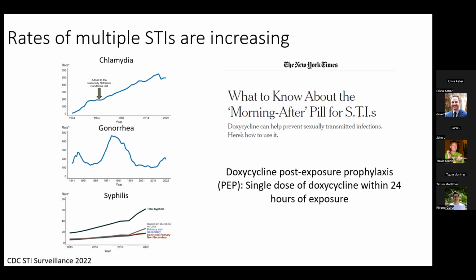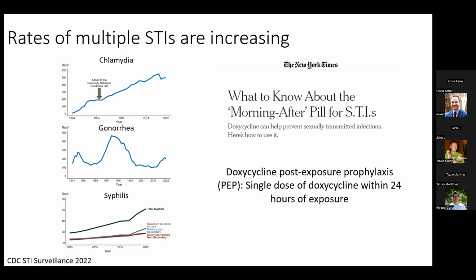And you might have seen in the news this idea of a morning after pill for STIs. So in clinical trials in the last few years, people have been testing the idea of doxycycline post-exposure prophylaxis. So this is taking a single dose of the antibiotic doxycycline within 24 hours, ideally, of a potential exposure to a bacterial STI. And doxycycline post-exposure prophylaxis actually has very good efficacy against chlamydia and syphilis. And so it is already being rolled out in some public health departments here in the United States. So for example, I know in San Francisco, but also the CDC is working on interim guidance about who should be offered doxycycline post-exposure prophylaxis.